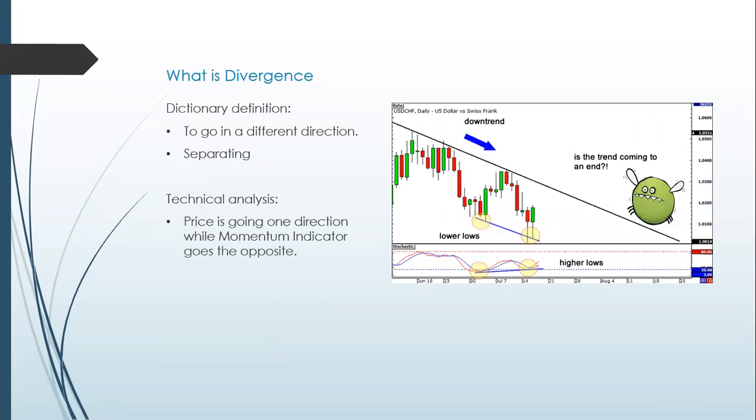Now, according to the dictionary, divergence stems from the root word diverge, and diverge means to go in a different direction or separating, which is just a synonym. Now, in regards to technical analysis, it simply states that price is going in one direction while the momentum indicator goes the opposite, right?